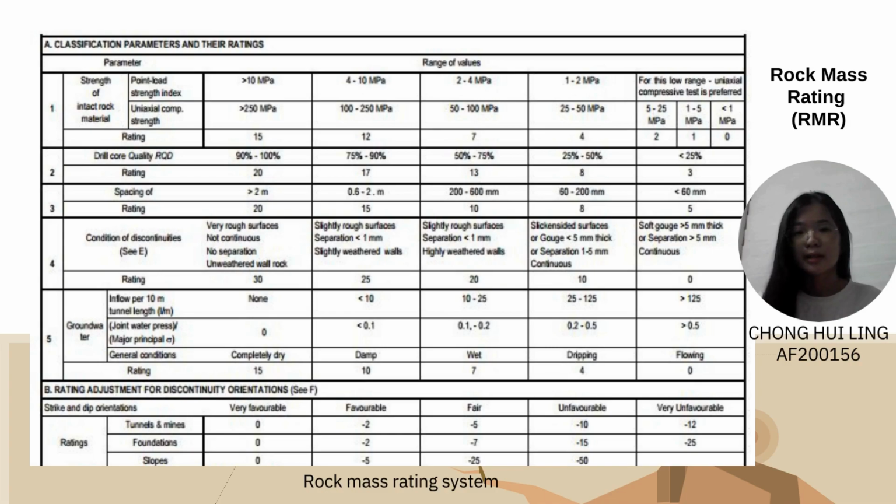For the rock mass rating system, there are 6 parts. Part A is the classification parameters and their ratings, and part B is the rating adjustment for discontinuity orientations.